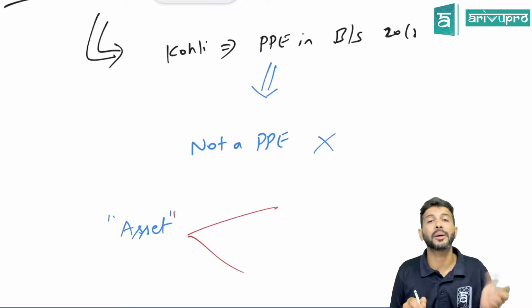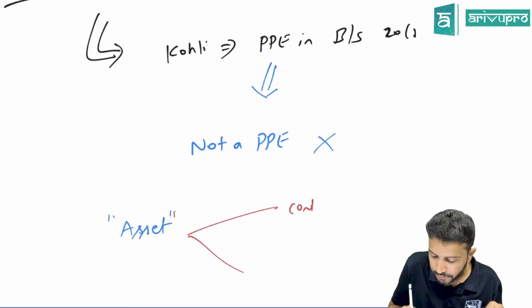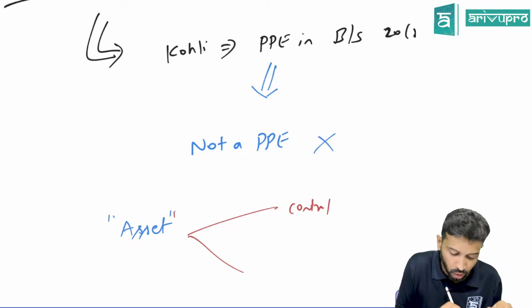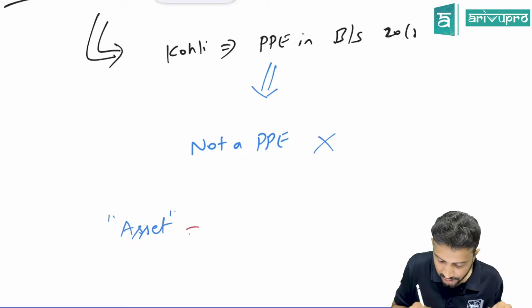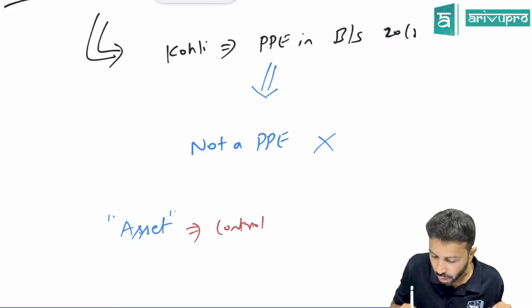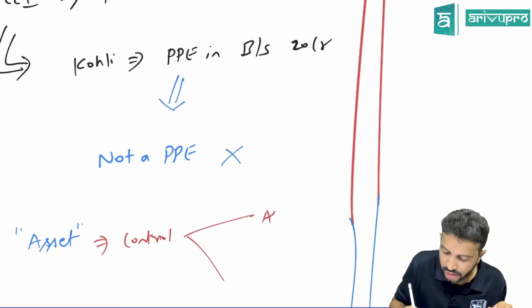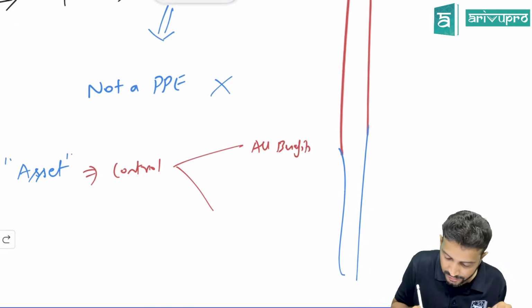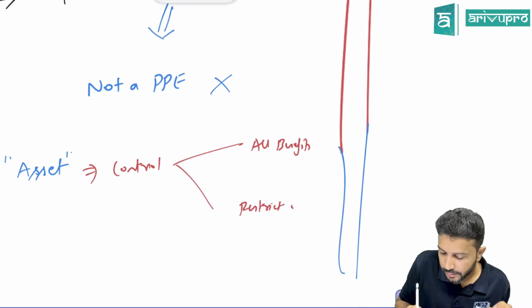Asset means something which you can control. Asset means something which is within our control from which we will get all the benefits. Or maybe I'll write it like this: asset means something which is within our control from which we will get all the substantial benefits and also restrict others from getting the benefits.